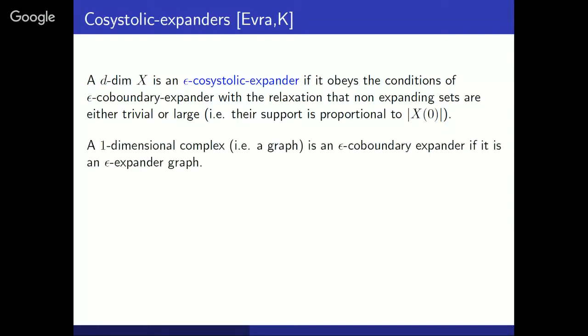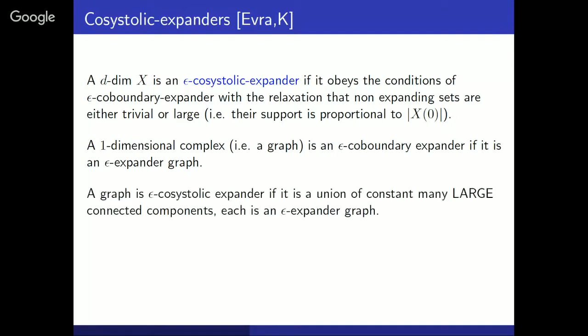But just to understand what this relaxation means, the coboundary expander for a graph means that the graph is actually an epsilon combinatorial expander, as we know, while cosystolic for a graph would mean that there can be some sets which are non-expanding, but they must be large. So it means that the graph is a union of constantly many large connected components, where each one by itself is an expander. This is the so-called systolic relaxation.